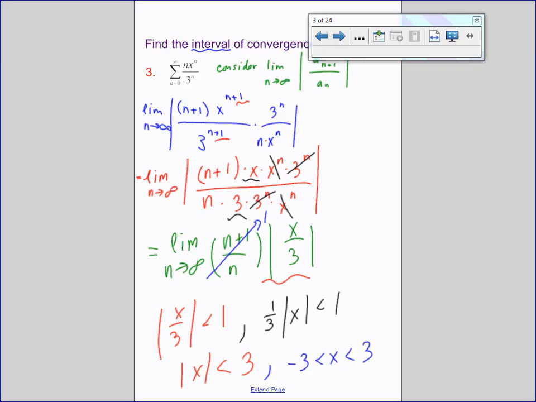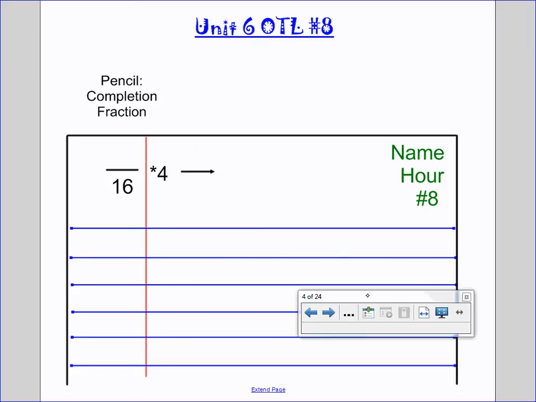So just do the ratio test. Ratio test is powerful. It's all encompassing. It does a good job. The only problem is if it equals 1, it's inconclusive, but we haven't run into it. All right, box it, and we'll go ahead and pause the recording and take care of our OTL.